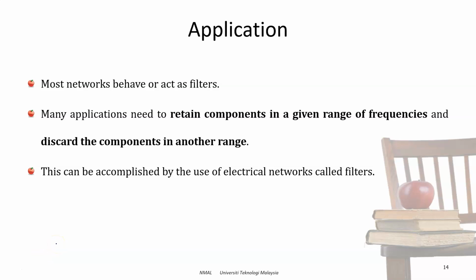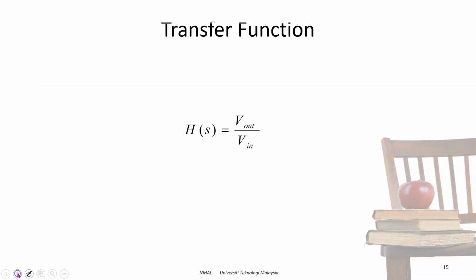As for the application of the Bode plot and also filters, most networks behave as filters, because they can stop certain frequencies or certain ranges. Many applications need to retain components in a given range of frequencies and discard the components in another range. This can be accomplished by the use of electrical networks called filters.